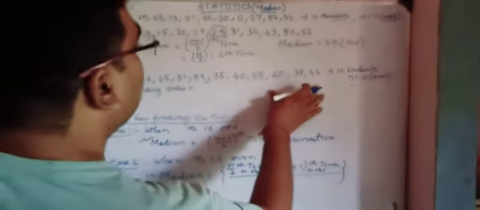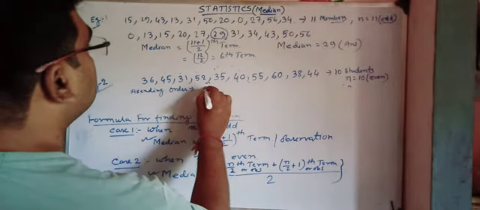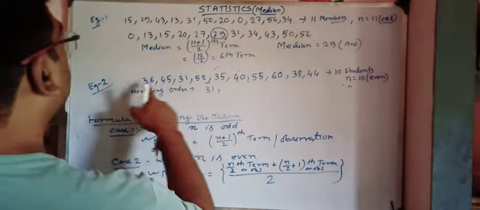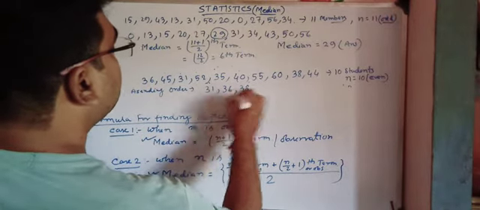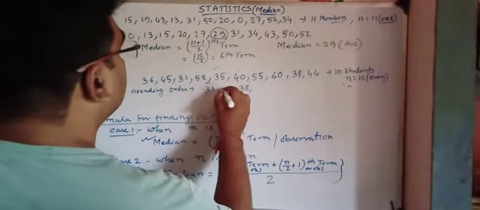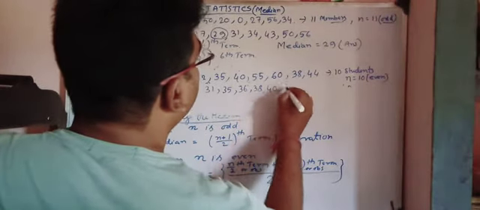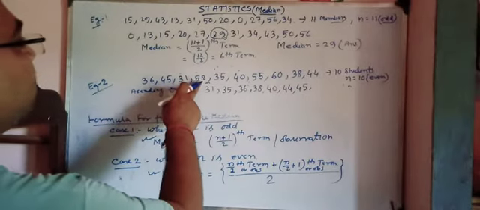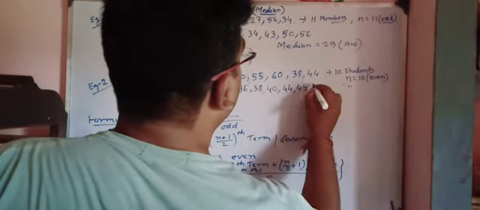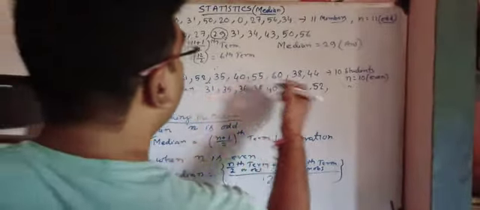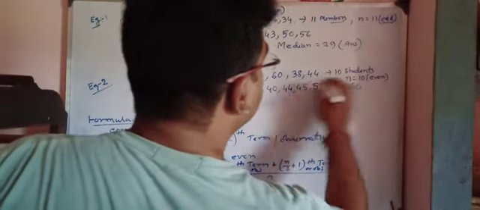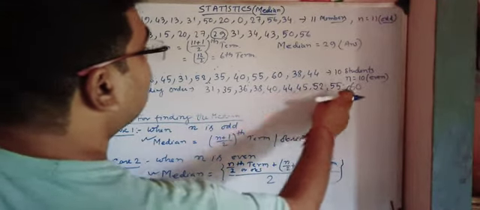So if we make that in ascending order, that's 31, next 35, 35, next 36, next 38, next 40, next 44, next 45, 45, next 52, 52, 52, next 55, 55, next 60. 1, 2, 3, 4, 5, 6, 7, 8, 9, 10. So 10 observations are there.